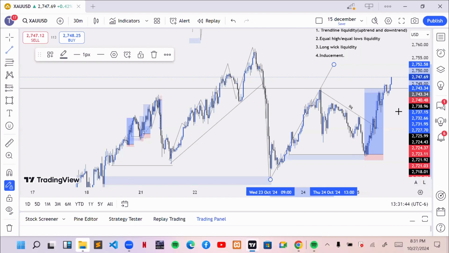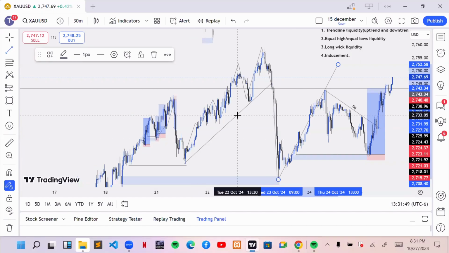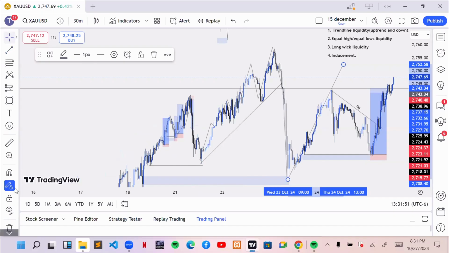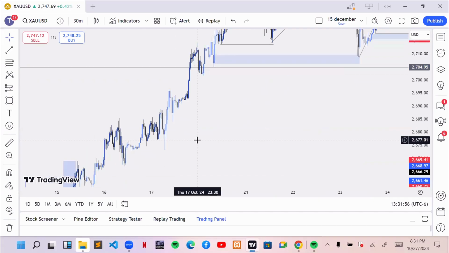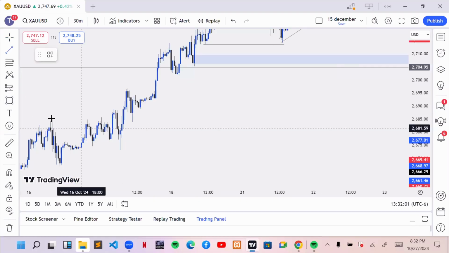Same thing as the market having an equal high or an equal low. Whenever there's an equal high or an equal low in the market, it means there's liquidity laying there. It means that eventually the price will come out and take out that zone in the market. I think I can spot an equal high here.